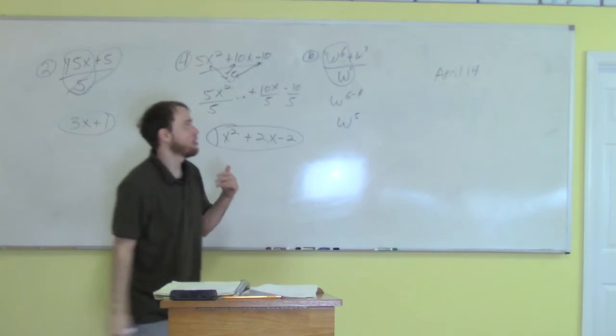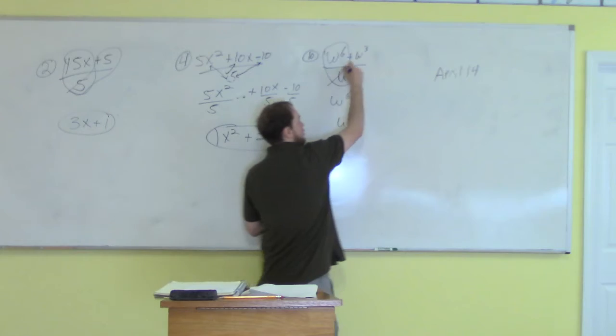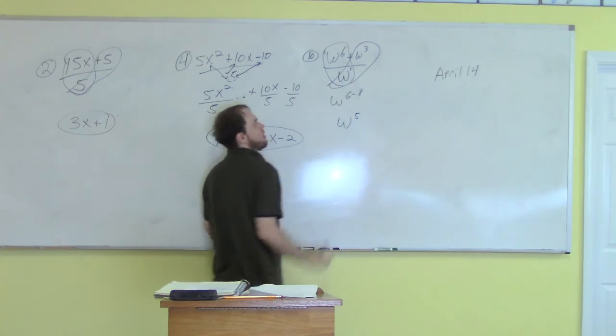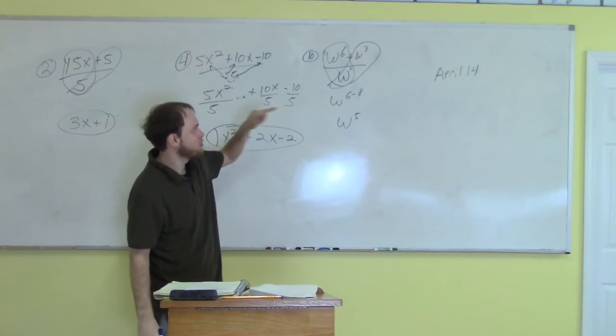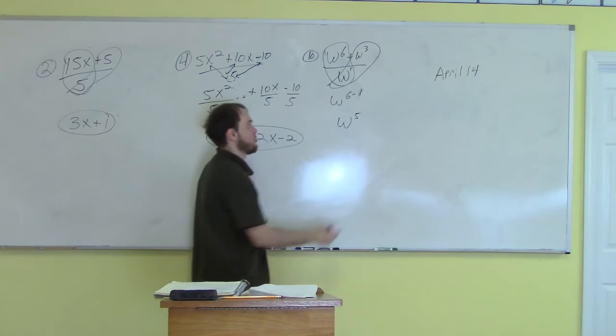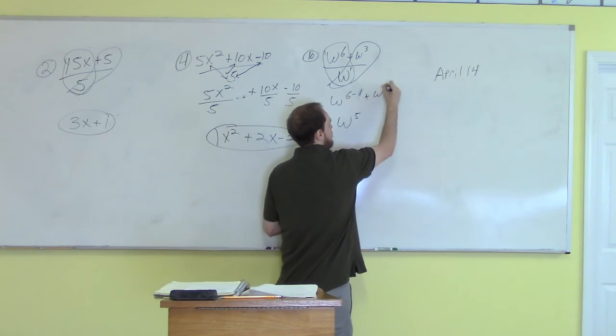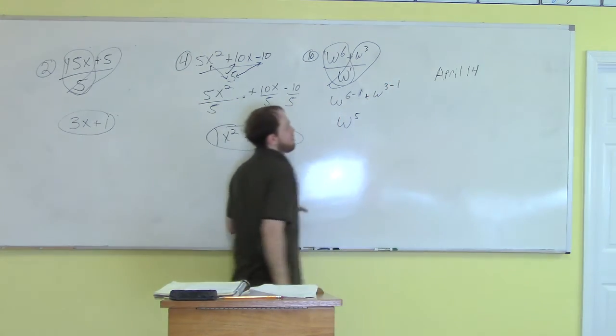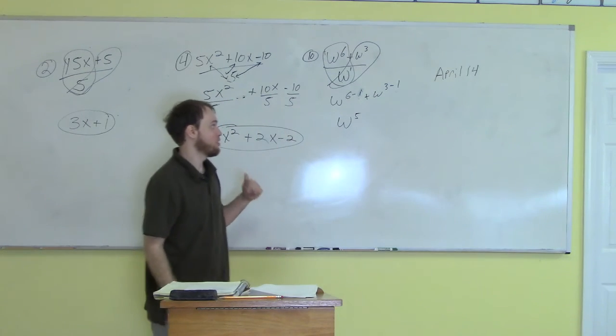And then you have W to the 3rd. Then you're going to do this one. And so you're going to do W to the 3rd divided by W to the 1st. And so that would be plus, subtract the exponents, 3 minus 1 would give you a plus W squared.